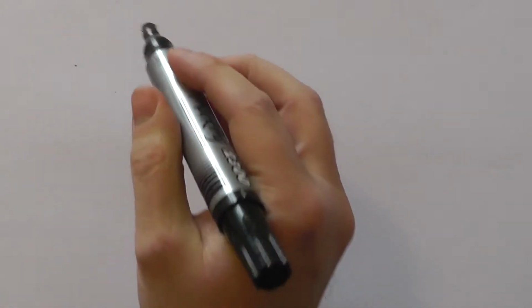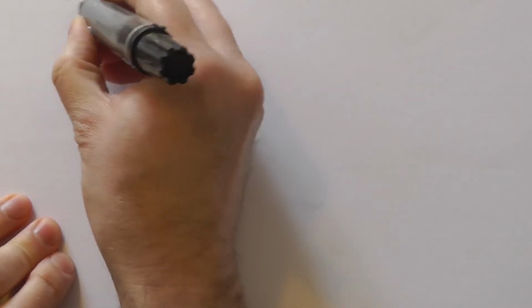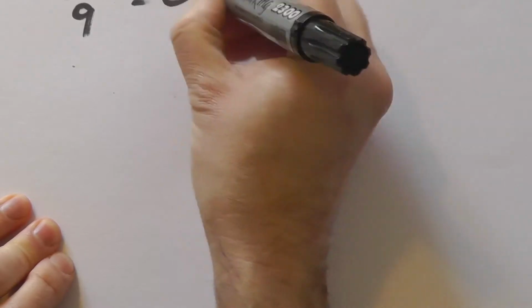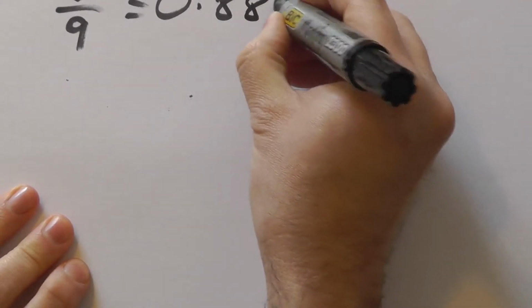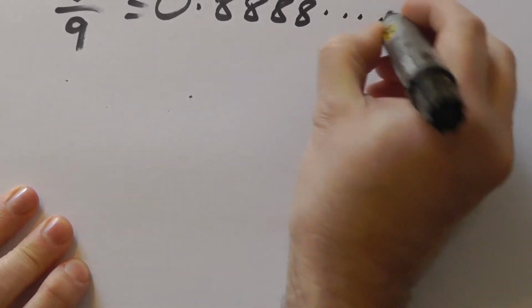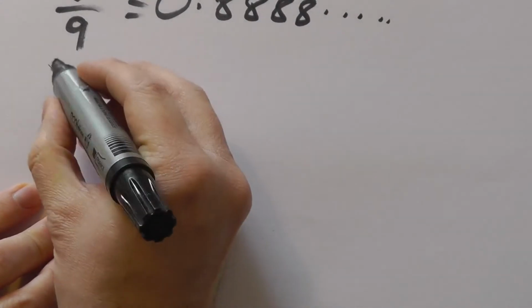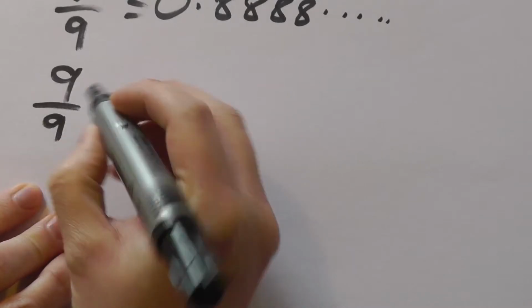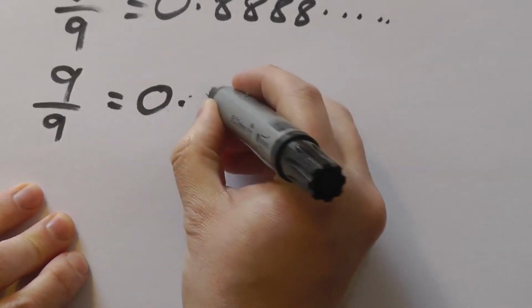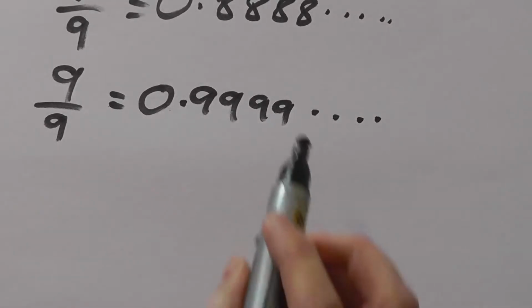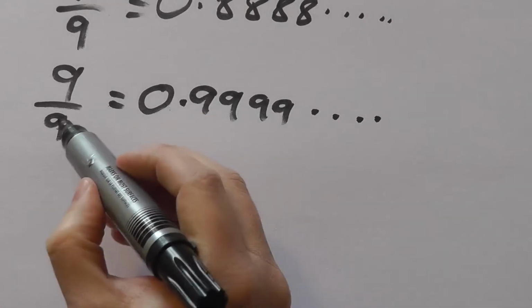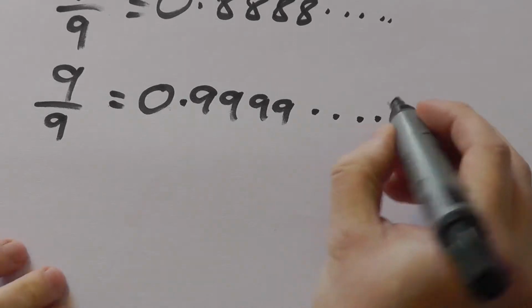And same with 4/9, 5/9, 6/9, 7/9. Let's say 8/9 is 0.8 recurring. And you might say, well, what about 9/9? Maybe 9/9 is 0.9 recurring. Which indeed it is, but then 9/9 is the same as 1.